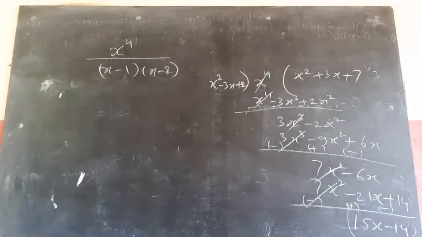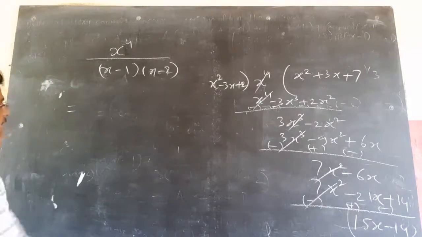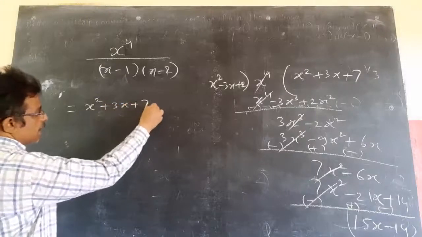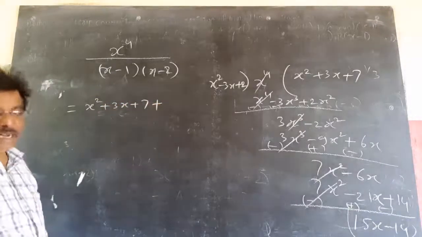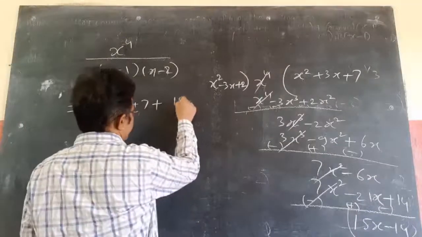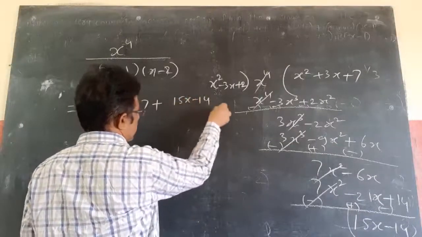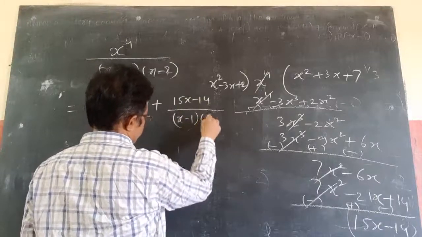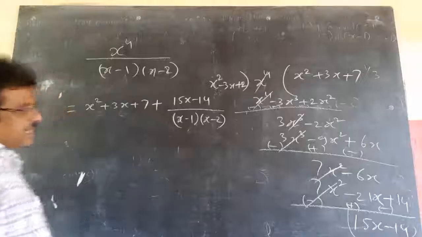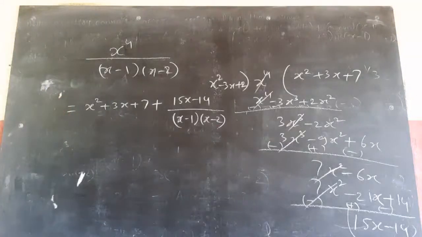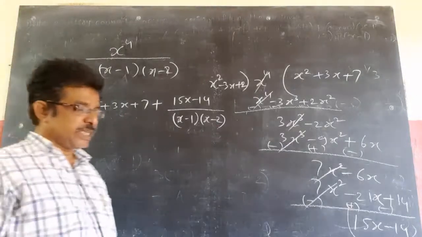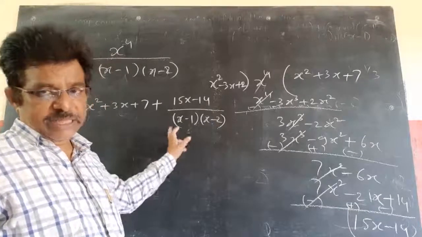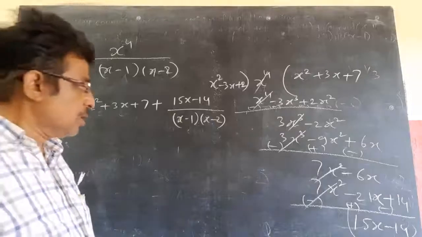Now I can write quotient plus, that is x square plus 3x plus 7 plus remainder by divisor. Remainder is 15x minus 14, by divisor x minus 1 into x minus 2. So 15x minus 14 by x minus 1 into x minus 2. From here, general method. This is linear fraction non-repeated. So a by this, b by this as usual.